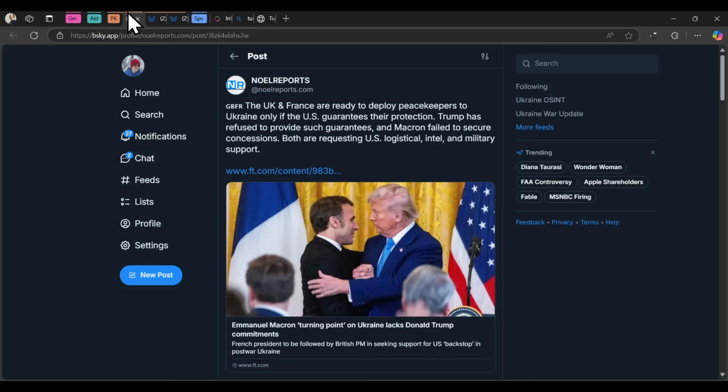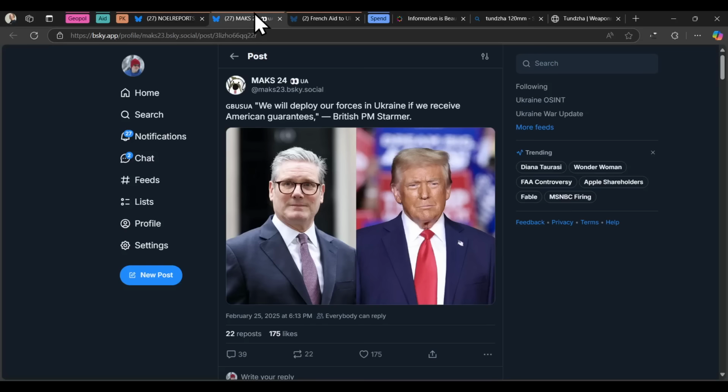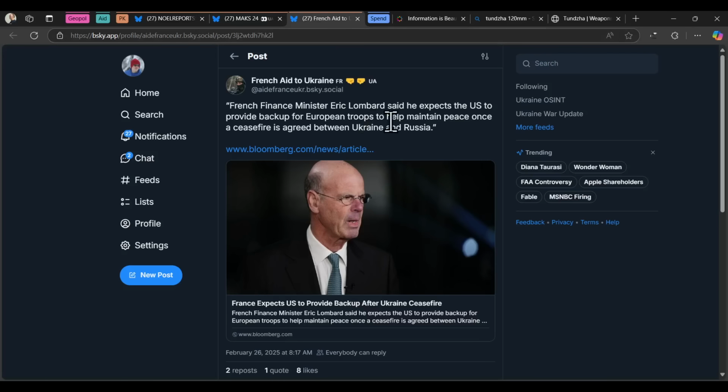Okay, we're going to move on to peacekeeping forces. The UK and France are ready to deploy peacekeepers to Ukraine only if the US guarantees their protection. Trump has refused to provide such guarantees, and Macron has failed to secure concessions. Both are requesting US logistical, intelligence, and military support. Okay, yep, we can imagine that's going to be necessary. We will deploy our forces to Ukraine if we receive American guarantees. That's what Keir Starmer, the British Prime Minister, has very explicitly said. And French Finance Minister Eric Lombard has said that he expects the US to provide backup for European troops to maintain peace once a ceasefire is agreed between Russia and Ukraine.